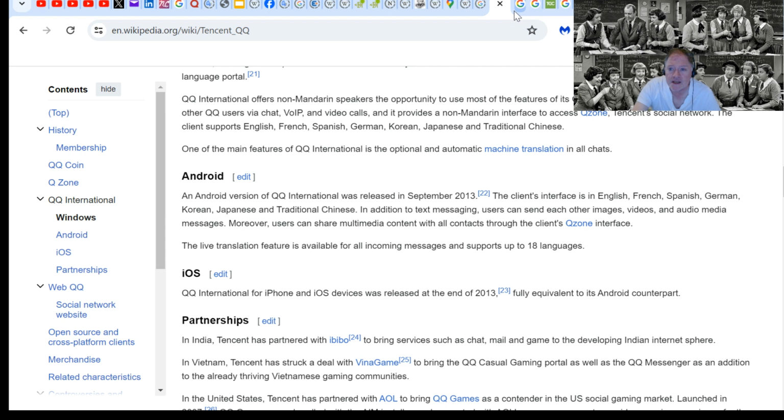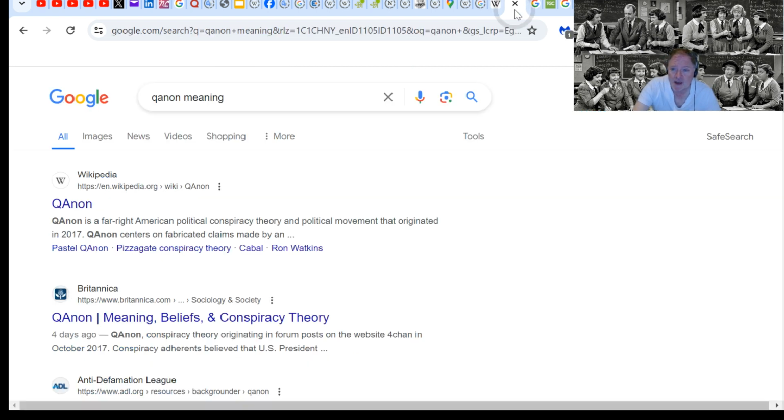Okay, where do we go next? Well, let's see. There's some interesting things in other pieces of culture. Those of you who follow politics may be aware of the QAnon conspiracy, which is called a far-right American political conspiracy theory and political movement, originated in 2017. Let's see what it has to say about this.